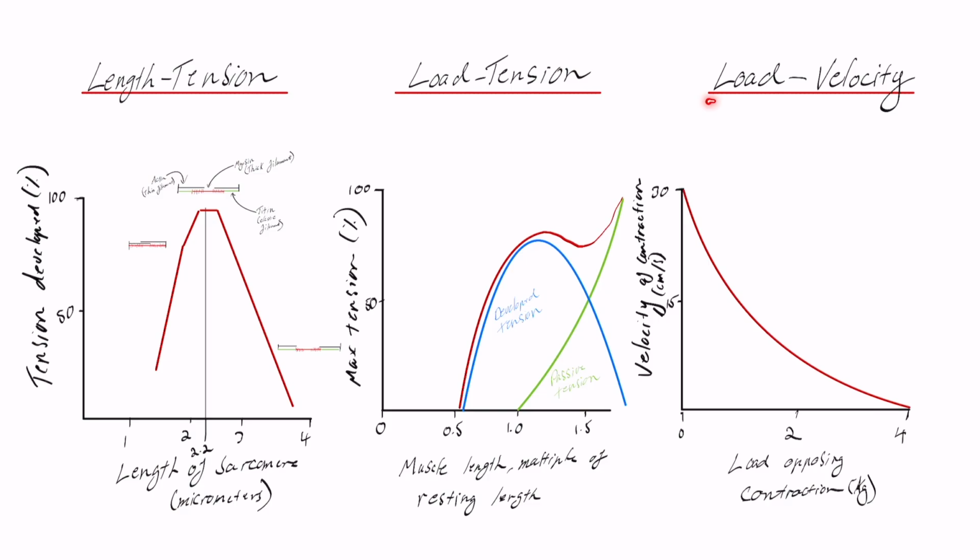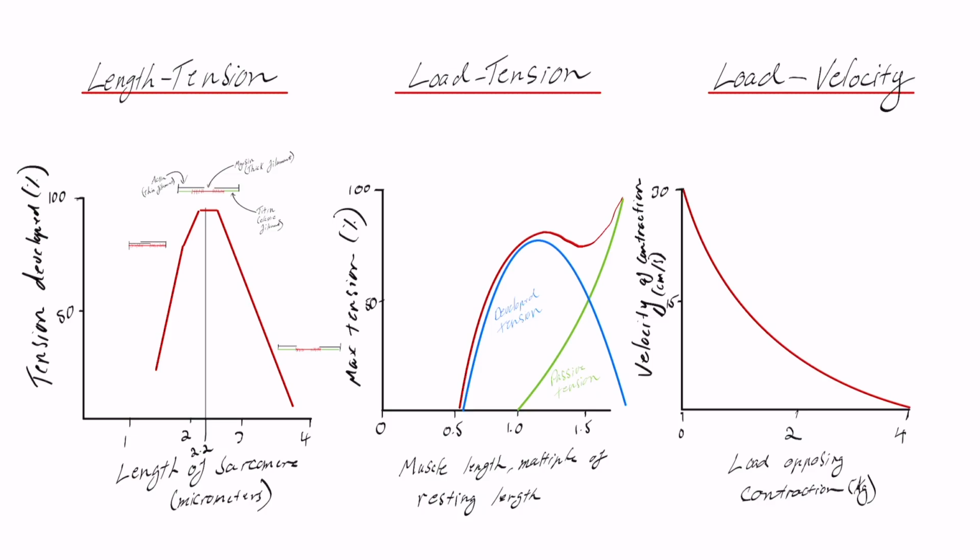Now, lastly, we'll talk about load-velocity relationship. And this is a bit easier to explain. Essentially, on the y-axis, we have velocity, and this is in centimeters per second. And it doesn't really matter the number, but I just put 30 up the top because some textbooks will say this as well. And then we've got our load opposing contraction, and this is in kilograms. And again, the number's less important because it's dependent on the person and how well trained they are, but up to 4 kilograms I've got here.